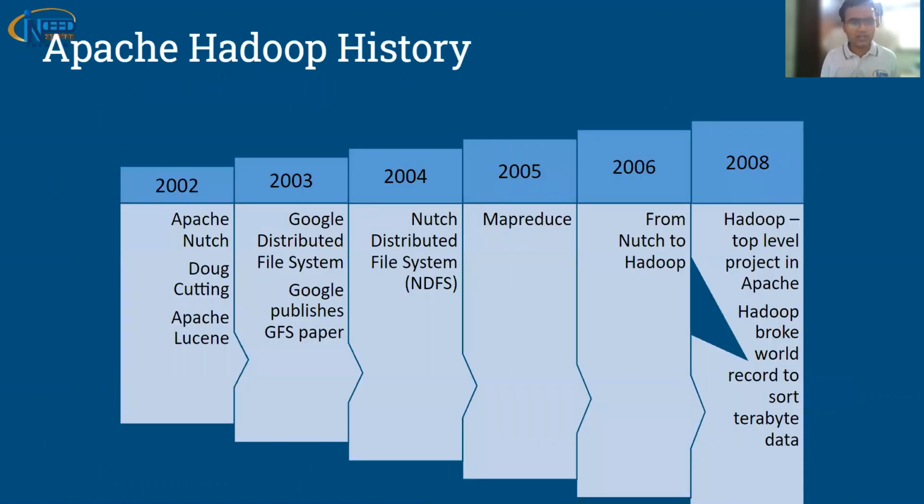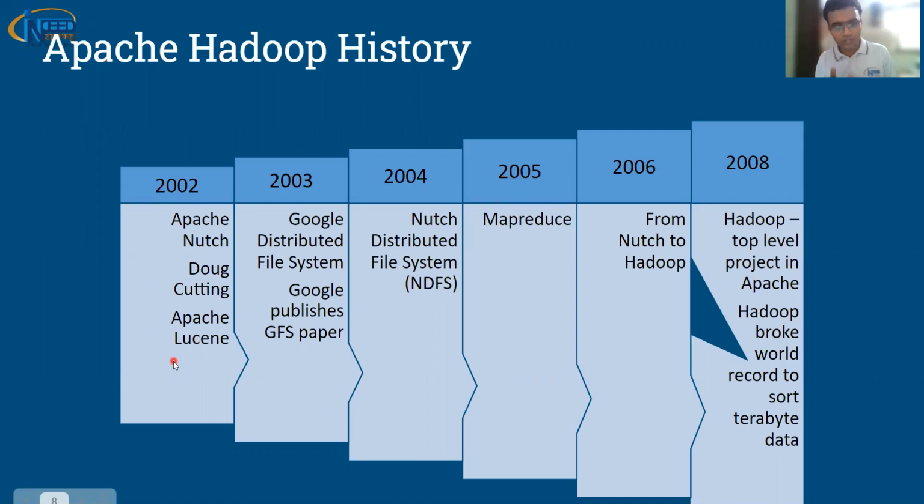Moving further, there's a brief history. In 2002, there was a project called Apache Nutch, headed by Doug Cutting. Doug Cutting was the founder, or father, of Hadoop. This is how the name was given to him. They were working on a search engine, and there was a search library called Apache Lucene being used at that time. So Apache Nutch and Apache Lucene were the 2002 projects.